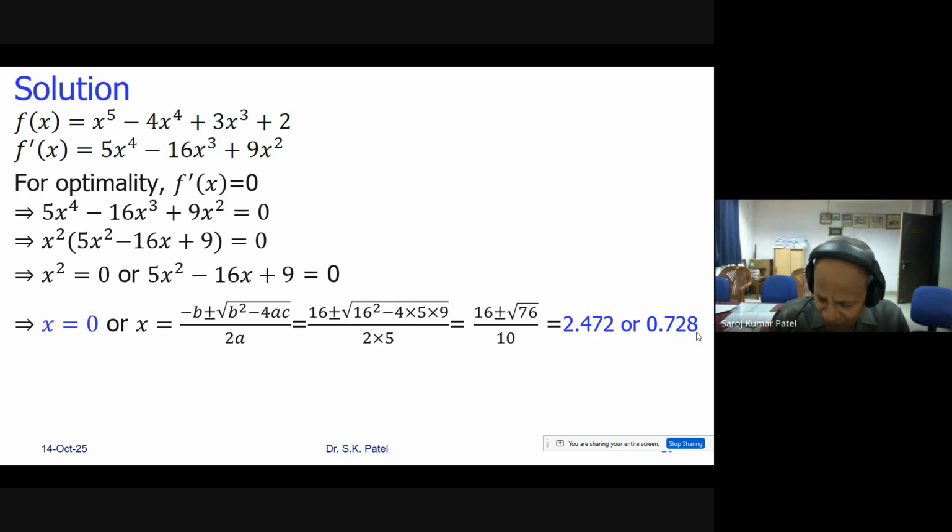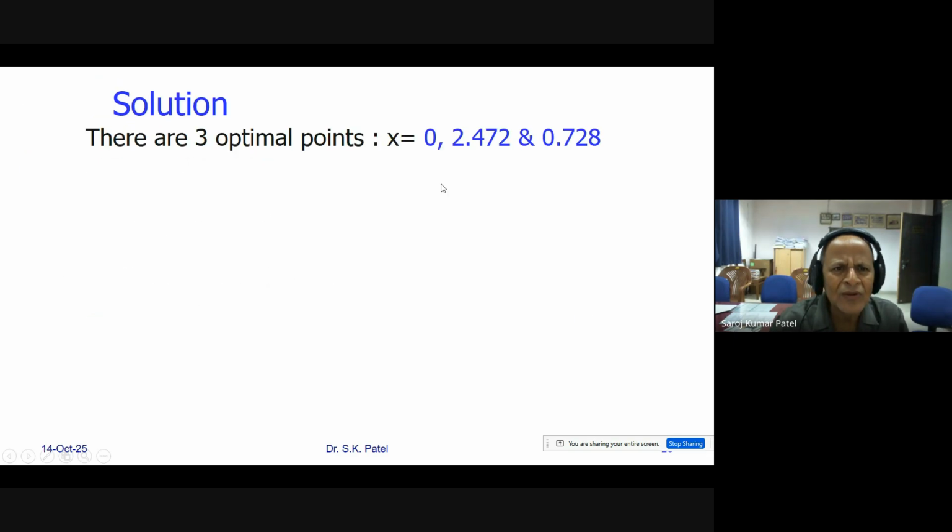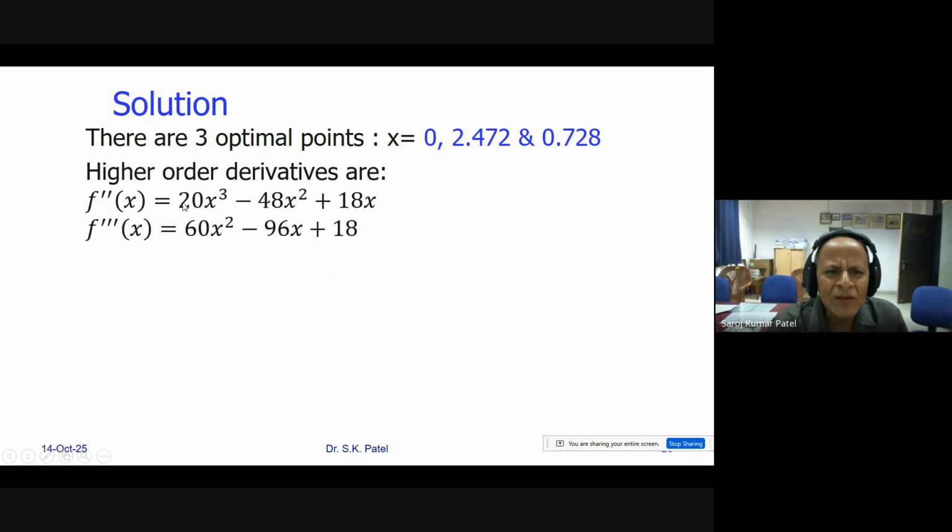To decide that, you have to now take the higher order derivative. So now let us take the next higher order derivative, second derivative. So there are three optimal points, 0, 2.472 and 0.728. So second order derivative will be 20x cube minus 48x square plus 18x. Am I correct? Yes, sir.